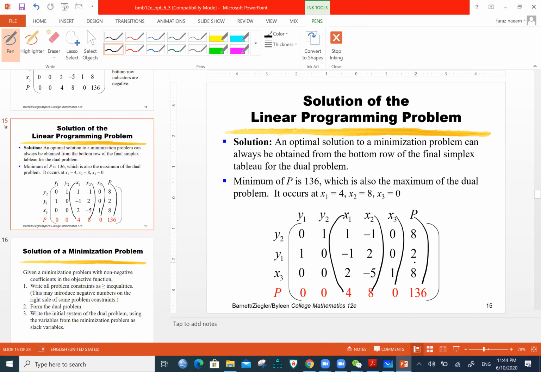Any other question? So how do you want us to present it? For example, do we have to write P equals? Yes, you can see P is 136, X1 is 4, X2 is 8, X3 is 0. So we just write that and that's the answer? Yeah.